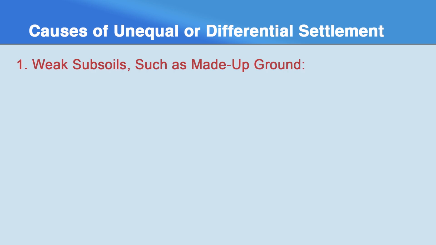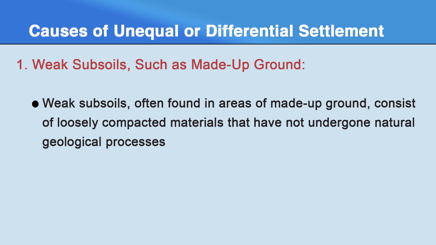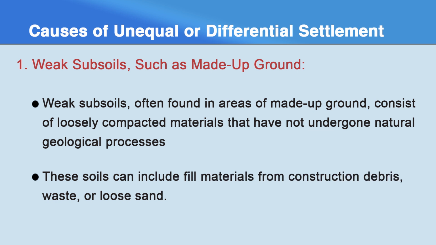First is weak subsoils such as made up ground. Weak subsoils, often found in areas of made up ground, consist of loosely compacted materials that have not undergone natural geological processes. These soils can include fill materials from construction debris, waste or loose sand. When a structure is built on these subsoils, the uneven compression of the ground can lead to differential settlement.